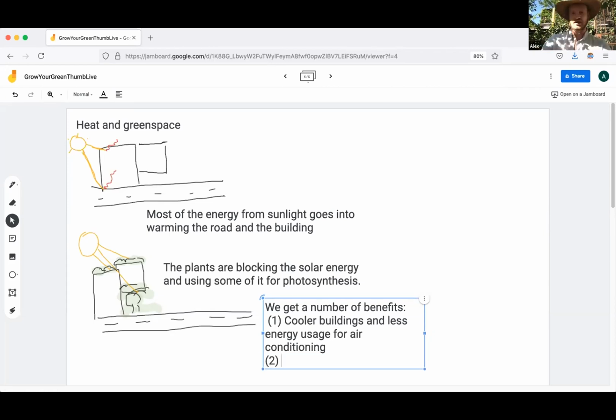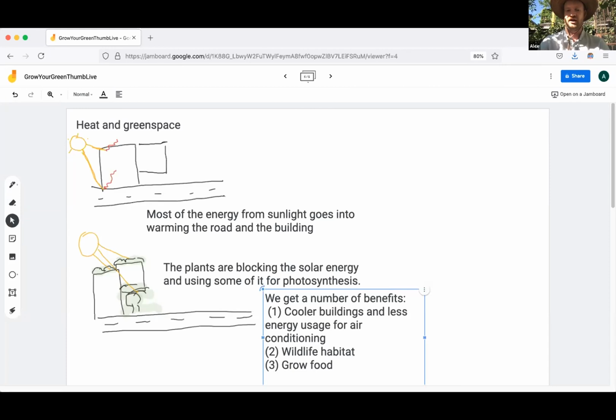We also get wildlife habitat. So if you can imagine a whole series of these buildings and a whole series of green space, it provides habitat for birds that may be migrating, or for local birds that live here. It provides habitat for insects, for other things. Of course, we can also grow food and medicine as well. And then we also get beautiful surroundings.